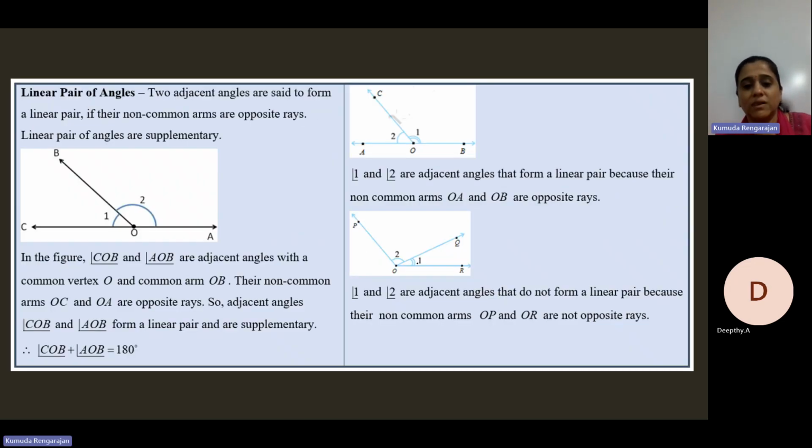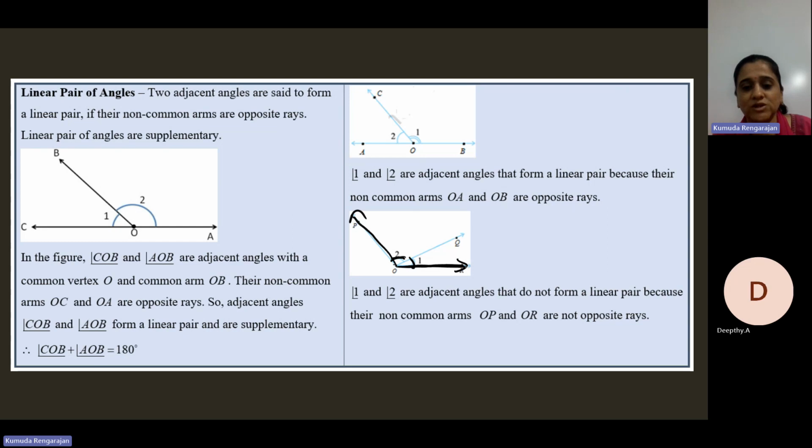But in the second one, angle 1 and angle 2 are adjacent angles, but they don't form a linear pair because of their non-common arms. OR and OP, they're on either sides, but they're not opposite rays.